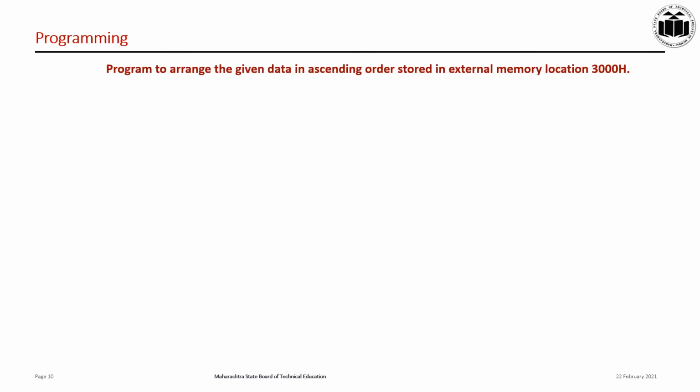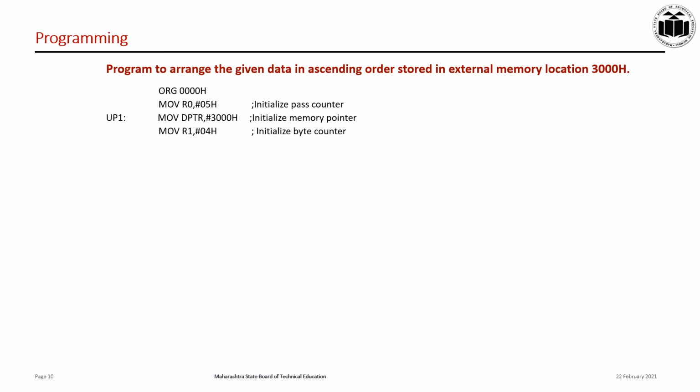Next program is to arrange the given data in ascending order stored in external memory location 3000H. ORG 0000 is to initialize starting memory address. MOV R0, #05H will initialize pass counter. MOV DPTR, #3000H will initialize memory pointer for external memory. MOV R1, #04 initialize byte counter.